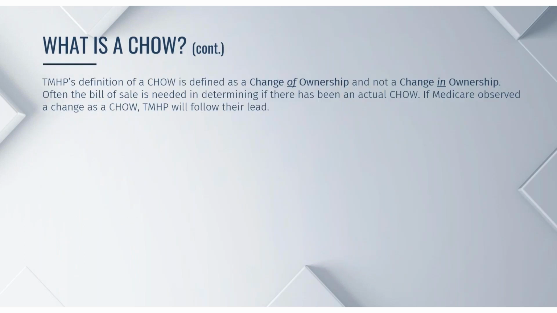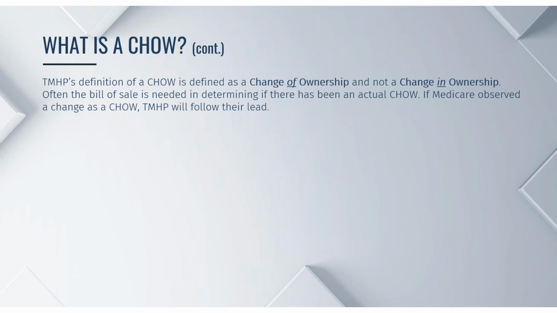Texas Medicaid and Healthcare Partnership's, TMHP's, definition of a CHOW is defined as a change of ownership and not a change in ownership, which will be explained below. Often, the bill of sale is needed in determining if there has been an actual CHOW. If Medicare observed a change as a CHOW, TMHP will follow their lead. These two similar yet different scenarios are often confused by Texas Medicaid providers.